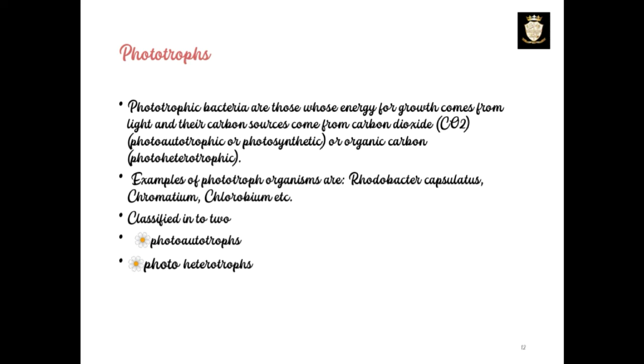Okay, look at the phototrophs. Phototrophic bacteria are those whose energy and growth come from light. They utilize light energy, and their carbon source is carbon dioxide. These are the main points of the phototrophs. Examples of phototrophs are Rhodobacter, Capsulatus, Chromatium, and Chlorobium. And the phototrophs are further classified into two, that is photoautotrophs and photoheterotrophs. These are the two classifications under the phototrophs.